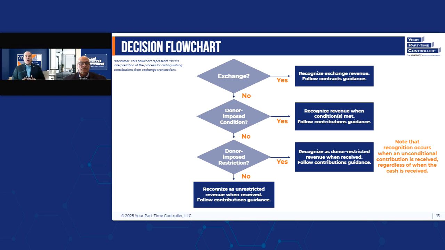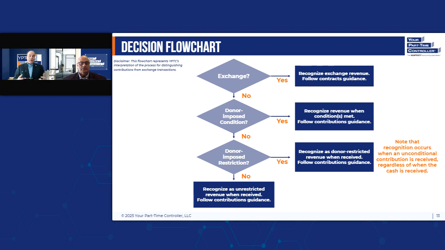If a donor imposes a condition, which is like a barrier, something that has to happen before the organization is entitled to those funds, to what is promised, and the donor presents some kind of a right of return if that condition is not met, if that barrier is not reached, then there's a barrier and a right of return. We do nothing at that point in time.